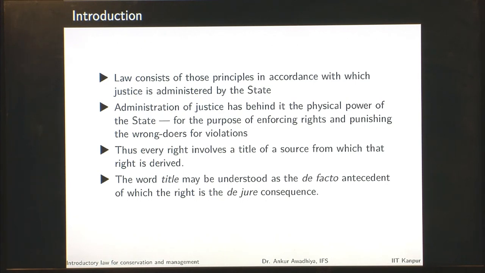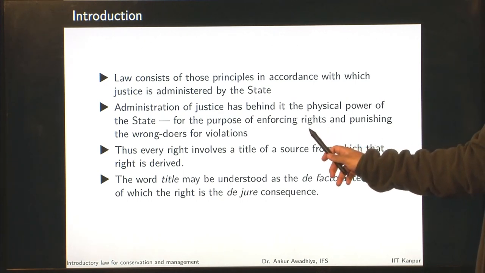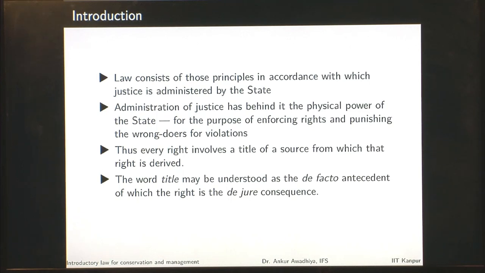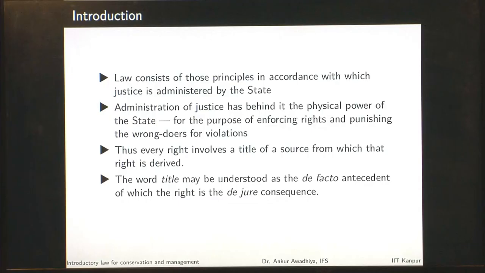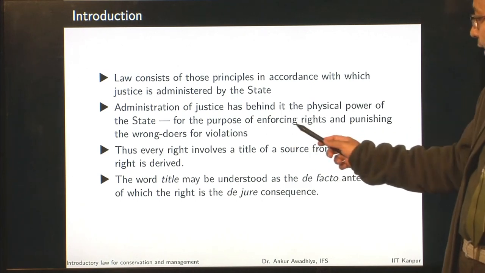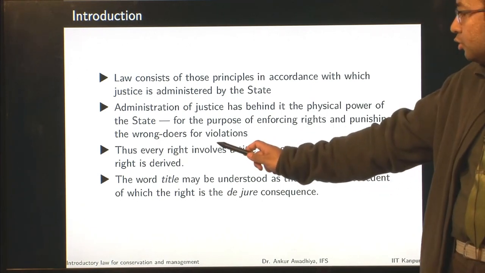So, the state is doing two things. It is enforcing the rights. It means that if people have certain rights, then these rights should be guaranteed. They should be enforced. One, it is providing these rights to the citizens. And two, it is ensuring that if any of these rights is violated, then the person who does the violation is given a punishment. So, there are two purposes: for the purpose of enforcing rights and punishing the wrongdoers for violations.